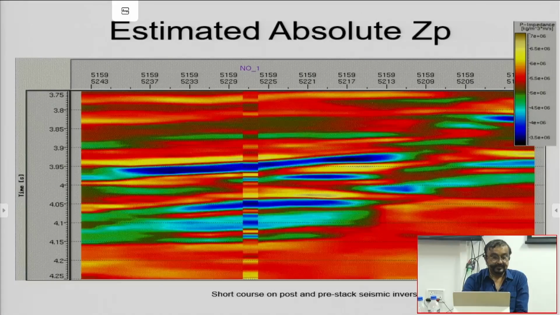Okay? And then you can see these are the sand bodies with low impedance. So you can see the extent of the sand bodies. These are basically hydrocarbon bearing sands, and we're able to see the extent of these.